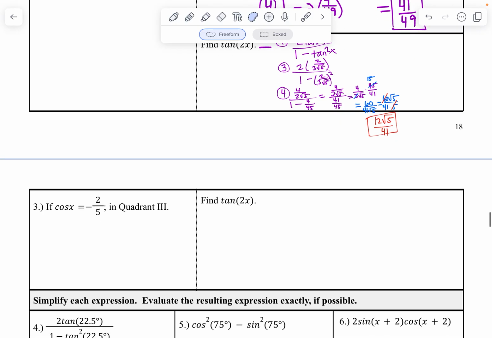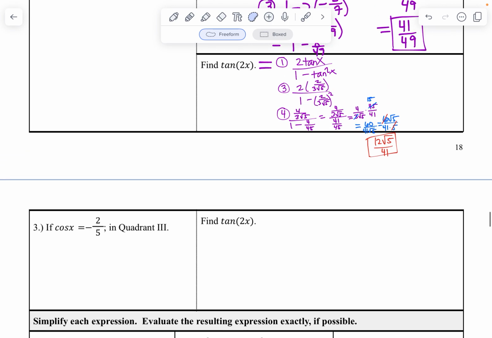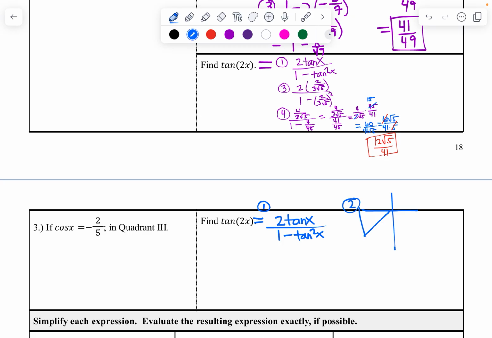All right, number 3, if cosine of x equals negative 2/5 and we're in quadrant 3, find the tangent of 2x. So again, step 1, write down the formula. Tangent of 2x is equal to 2 times the tangent of x over 1 minus the tangent squared of x. Step number 2, draw your reference triangle. So we're down here in quadrant 3. Here's x, cosine is adjacent over hypotenuse. So 5 squared is 25 minus the leg squared, which will be 4. So 25 minus 4 is 21. So it'd be negative square root of 21 for this other leg here.